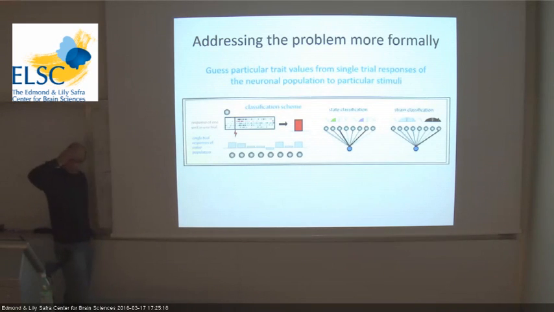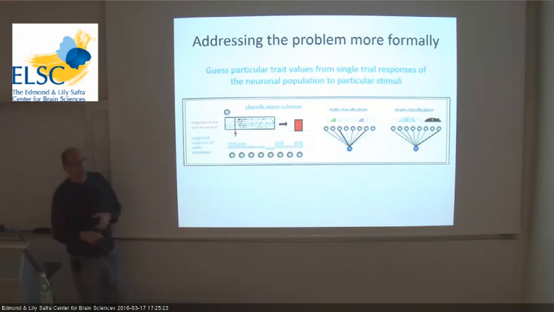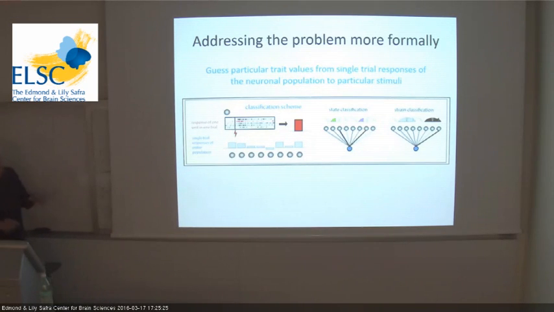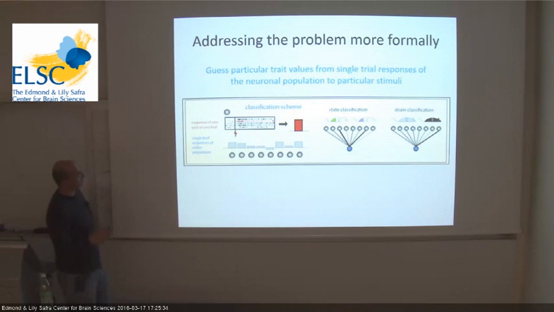And now we want to address this problem more formally. And when I talk about perceptrons, and Chaim is in the audience, I'm a little bit nervous, but I will do my best. So we're trying to decipher the source, to understand what was the trait that the stimuli came from, using a classifier. So here's the classification scheme.